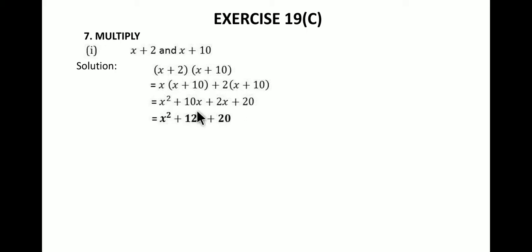Now look at the two like terms with x. When you add them, you get 12x. So x squared plus 12x plus 20 is your answer for this multiplication.